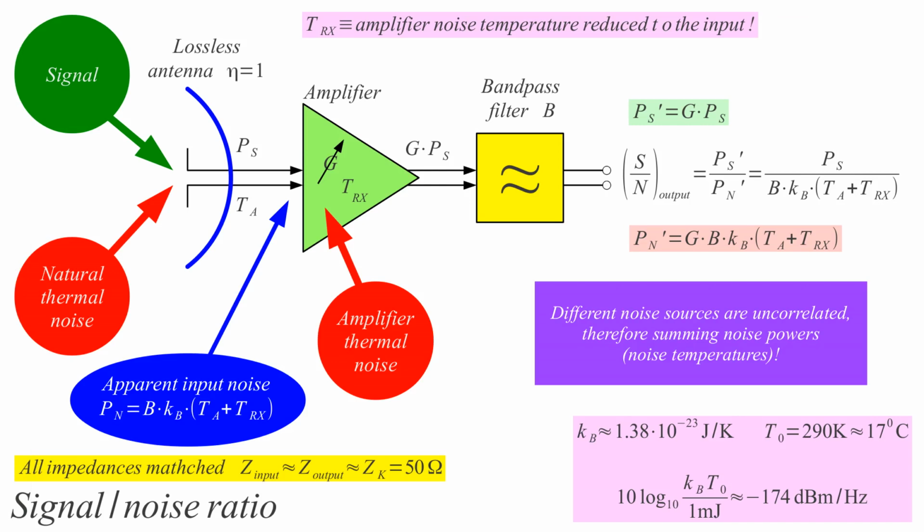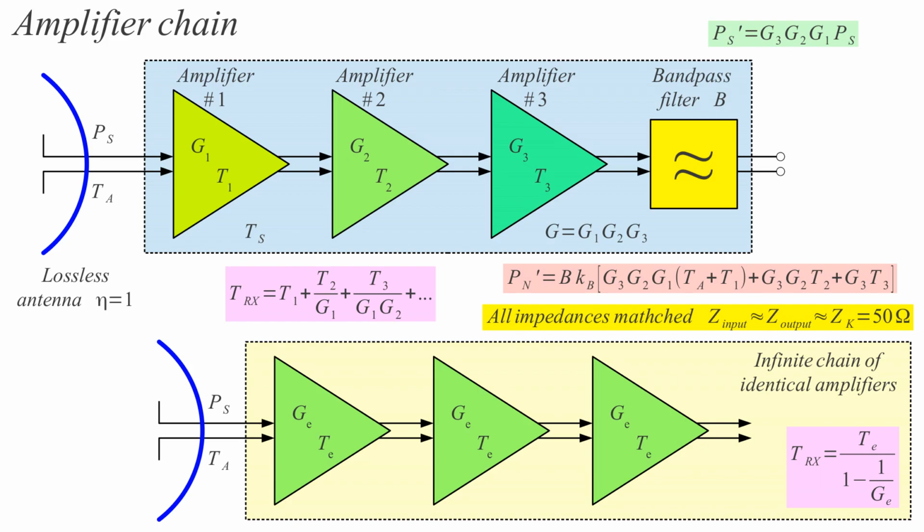So calculations with thermal noise were quite simple, simply summing noise temperatures and summing noise powers, and quite straightforward. The only thing we have to understand is that the noise temperature of an amplifier is always referenced on its input. But everything else is straightforward, and we are summing noise powers because we have all impedances matched, and the signals are uncorrelated. And in this way, we can simply handle a chain of amplifiers.